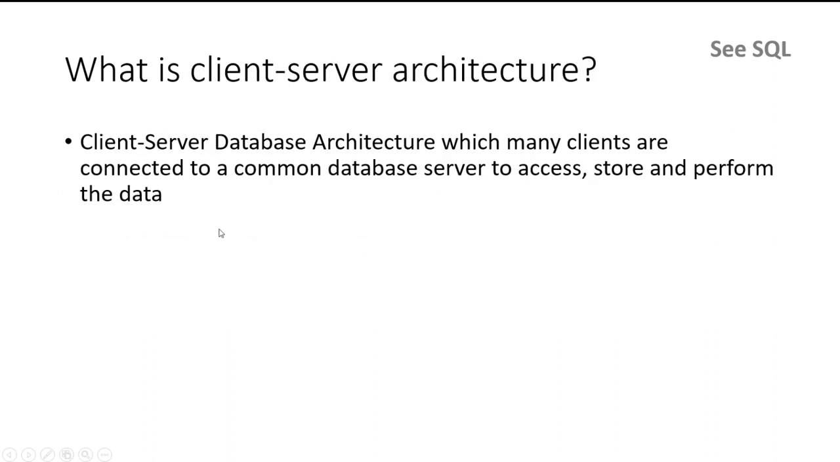Next, client-server architecture. Then what is client-server architecture? In client-server database architecture, many clients are connected to a common database server to access the data. The database is stored in a single system and users can access this centralized data from every system that is connected to this network, depending on permission.